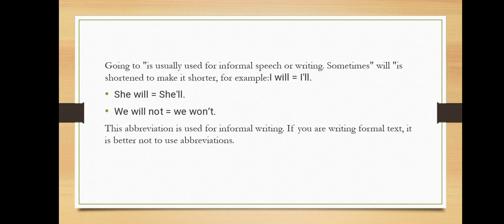Okay, next. Going to is usually used for informal speech. When writing, something will is shortened to make it shorter. For example, I will, she will, or she'll, we will not, or we won't. This abbreviation is used for informal writing. If you are writing in a formal style, it is better not to use abbreviations.